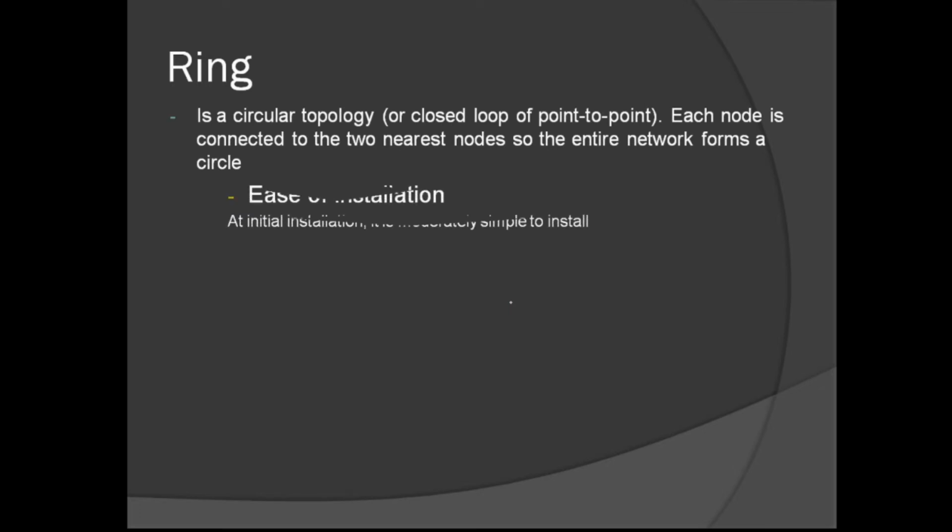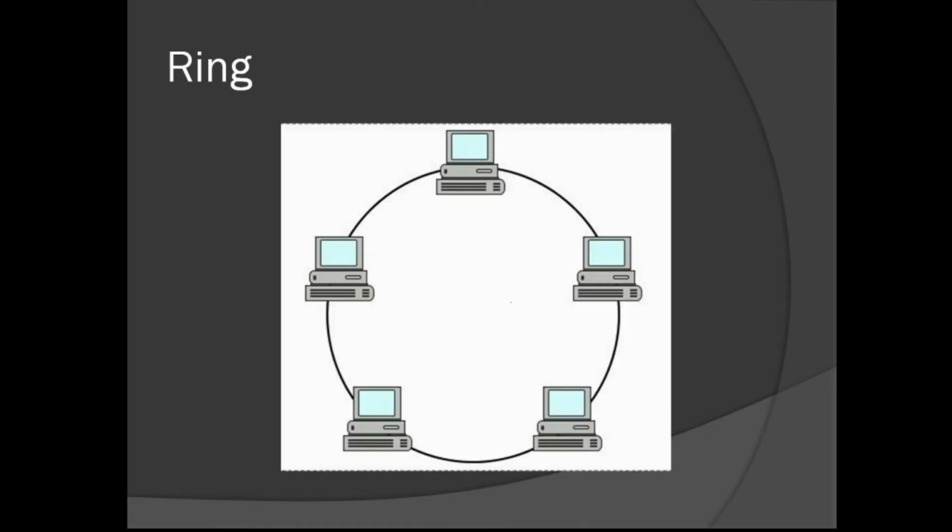Okay? So, we have the ring topology. It's a circular topology or closed loop of point to point. Each node is connected to the two nearest nodes, so the entire network forms a circle. So, this is a ring topology. Basically, computers are connected from one computer to another, then the other computer is connected to another. So, basically, they are passing tokens. This is what we call token passing.